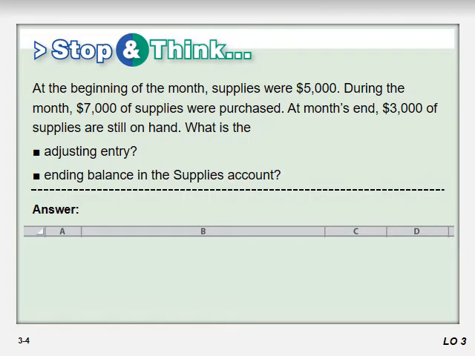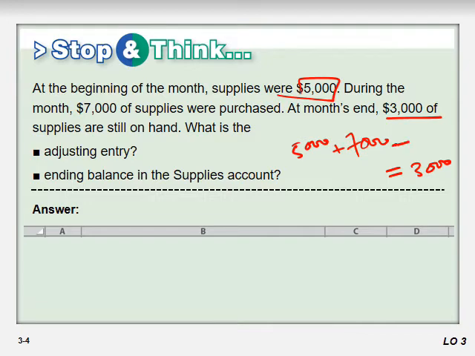Here is a practical example for you. Just stop the video right now, think about it, and try to solve it by yourself, and then we will solve it together. At the beginning of the month, supplies were 5,000. It means we have a beginning balance of 5,000. During the month, 7,000 of supplies were purchased. It means extra new supplies of 7,000 were purchased. At the end of the month, 3,000 of the supplies are still on hand, which means the ending balance is 3,000, right?